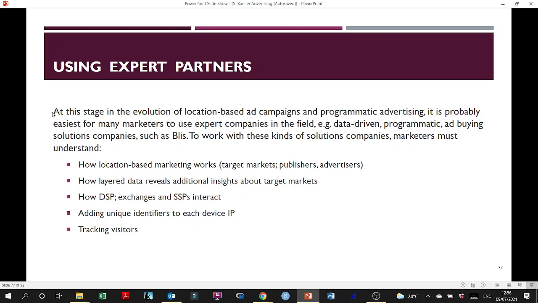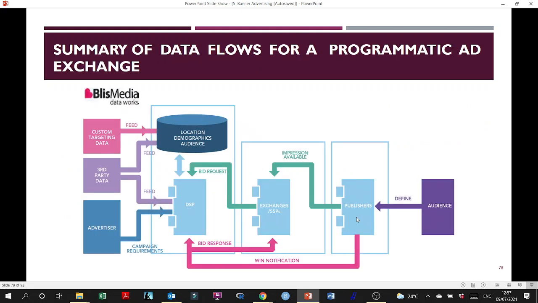At this stage in the evolution of location-based campaigns and programmatic advertising, it is probably easiest for many marketers to use expert companies in the field, like data-driven programmatic ad buying solutions companies such as Bliss, because these solutions are very advanced and very specialized. It's very difficult to find and hire somebody who can do this and other things. You really need to be very specialized. So to work with these kinds of solution companies, marketers must understand how location-based marketing works and how layered data reveals additional insights about target markets, and also adding unique identifiers to each device IP.